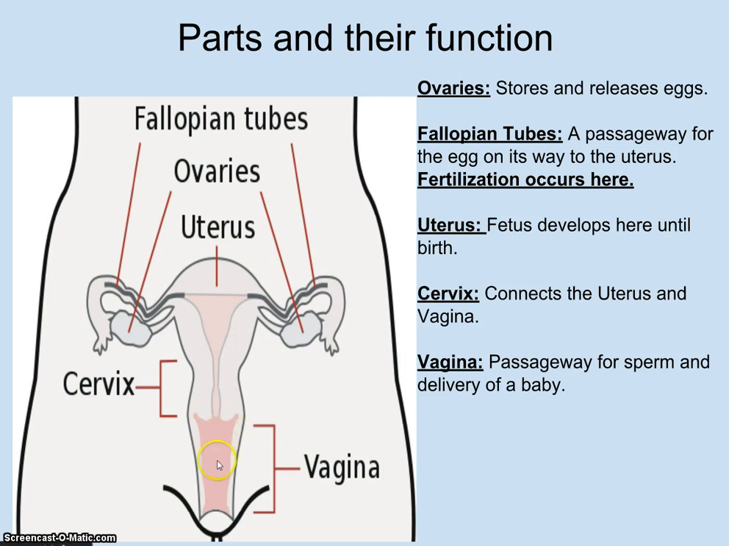So fertilization does not happen in the vagina, it does not happen in the cervix, it does not happen in the uterus, it does not happen in the ovary. It happens in the fallopian tubes. Fallopian tube, fertilization. Get it? Super important, everyone always forgets it, so I thought I'd make a big point to say: fertilization happens in the fallopian tubes.